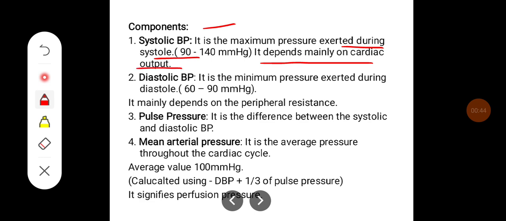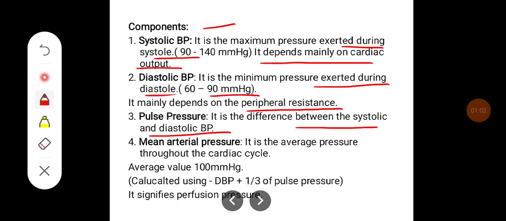Whereas diastolic blood pressure is the minimum pressure exerted during diastole and it ranges between 60 to 90 mm of Hg, and it mainly depends on the peripheral resistance. Pulse pressure is the difference between systolic and diastolic blood pressure.